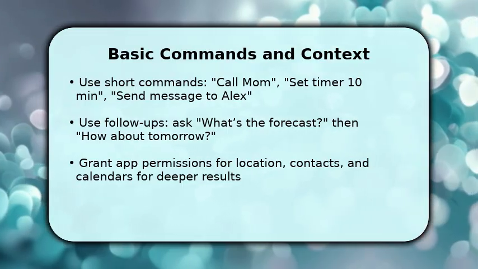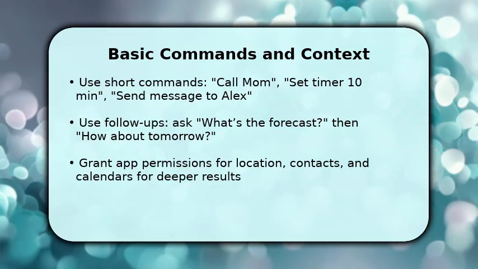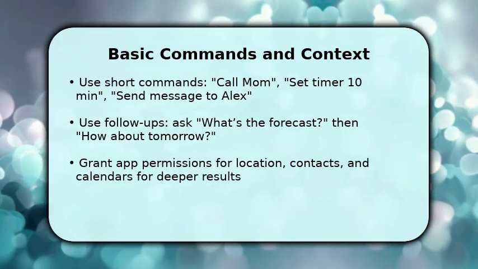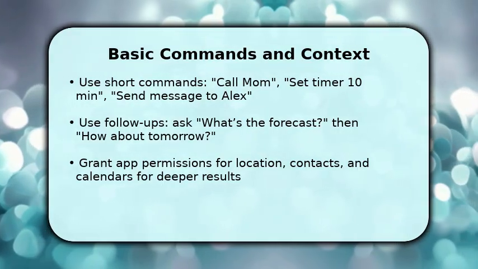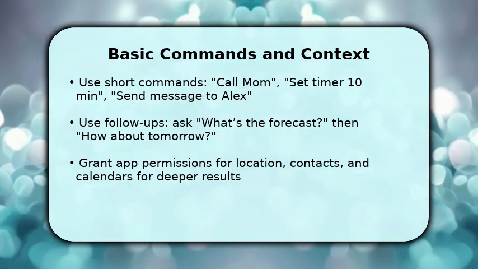Make sure apps have permissions so Siri can access contacts, calendar, or location, otherwise results will be limited. When you need precise data, include qualifiers like time, place, or recipient to avoid ambiguity.